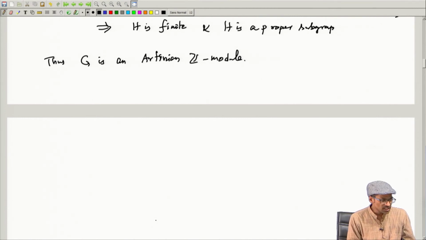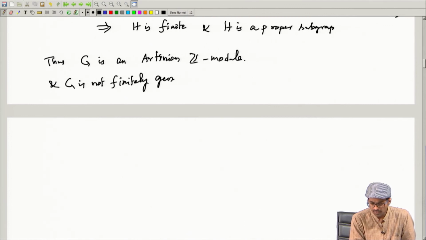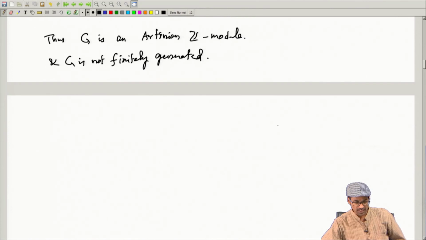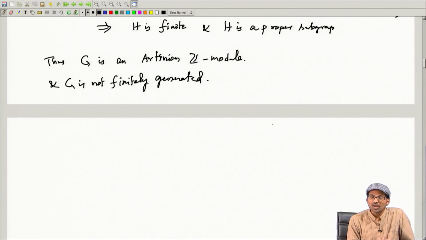And of course, G is not finitely generated. Why? Because if G is finitely generated, then G should be finite, but that is not the case. So, therefore, G is not finitely generated, but G is an Artinian Z module. Is it clear? So, therefore, every Artinian module need not be finitely generated.